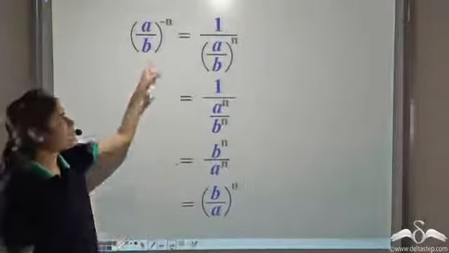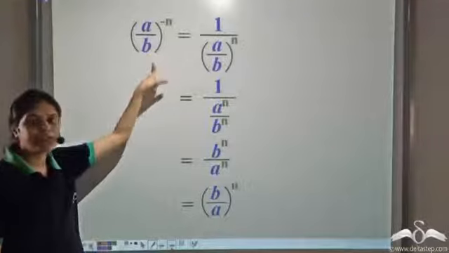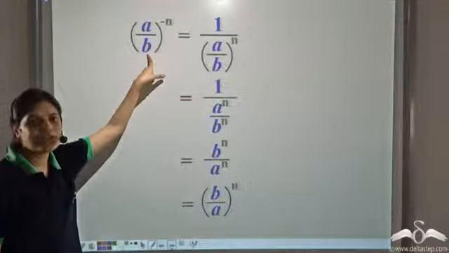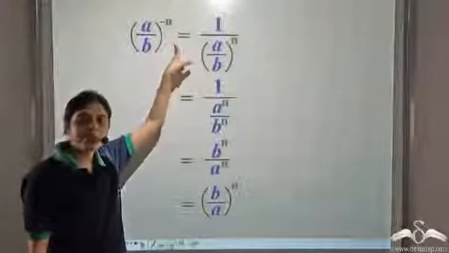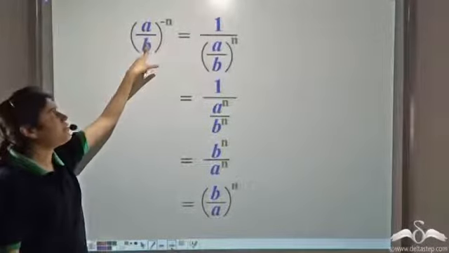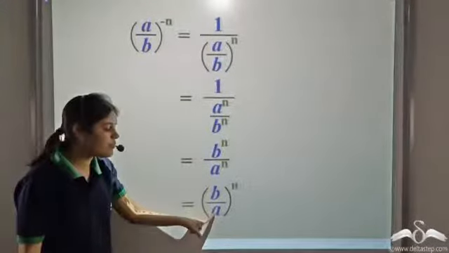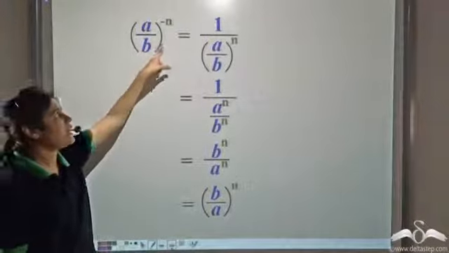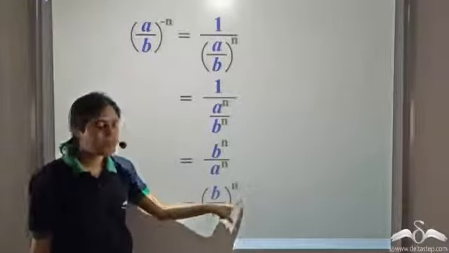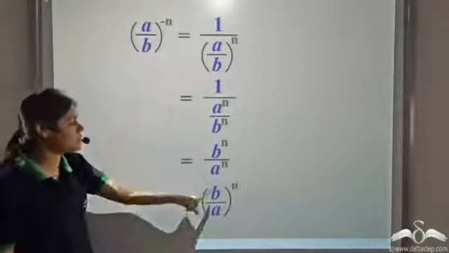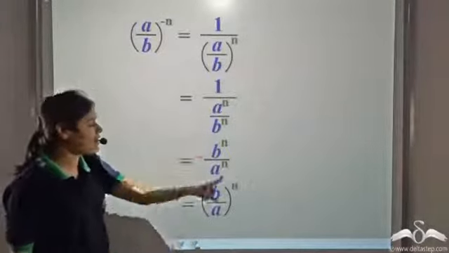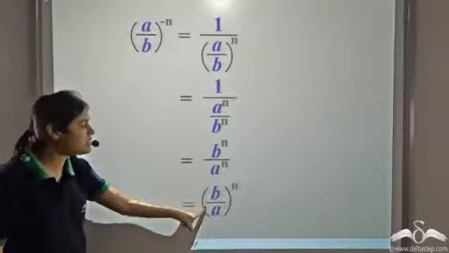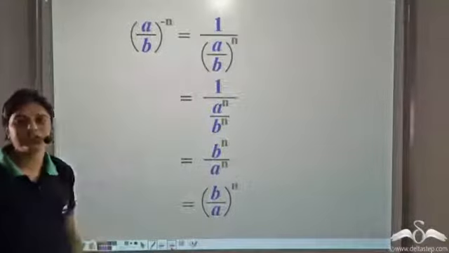So if we have an exponential number in which the base is a fraction and the exponent is a negative number, we can make the base the reciprocal of what it was and change the sign of the power. That is, a/b becomes b/a and negative n becomes n. This is the simplified form of this expression.